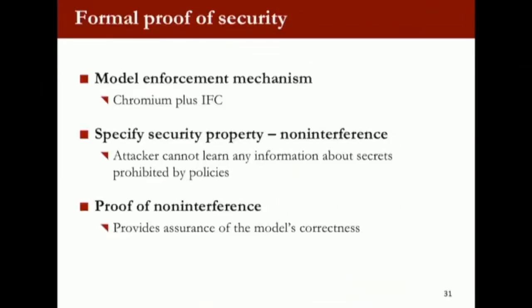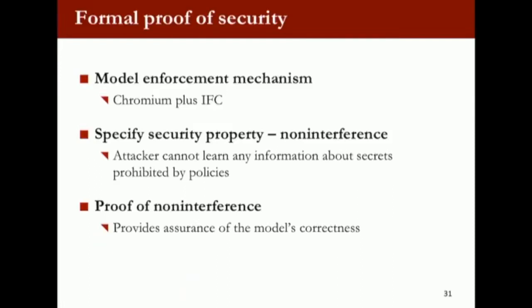All right, so in terms of formal proof of security, there's no hope to prove anything on the implementation because it's so messy. So instead, we want to say, categorically speaking, that the kind of model, the kind of design we're working on is sound, right? So what we do is we model the main parts of the browser functionality and then model the taint tracking part.